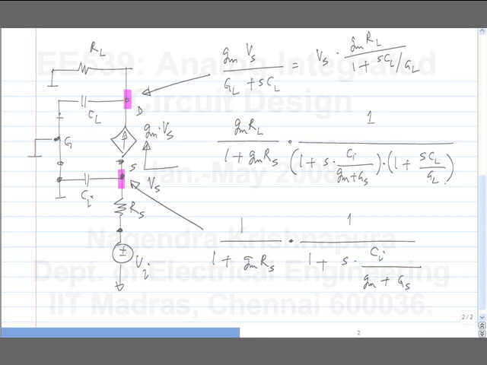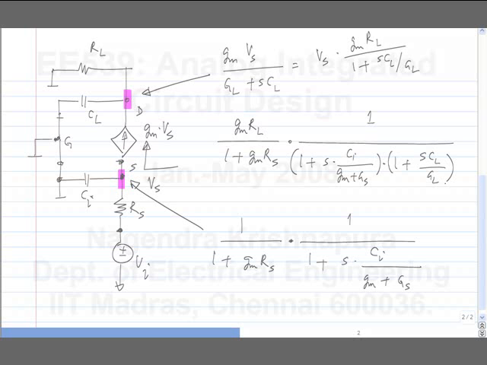We get a DC gain of nearly RL by RS as we expect, and we get two real poles. One of the poles is at CI by Gm plus GS and the other one is at CL by GL. Okay. This is under the approximation that GDS is negligible. But once you neglect GDS, the rest of the analysis is exact. This is what you get even if you write node equations and solve it step by step. Okay. So you get two separate first order systems in cascade. That's what this is saying.